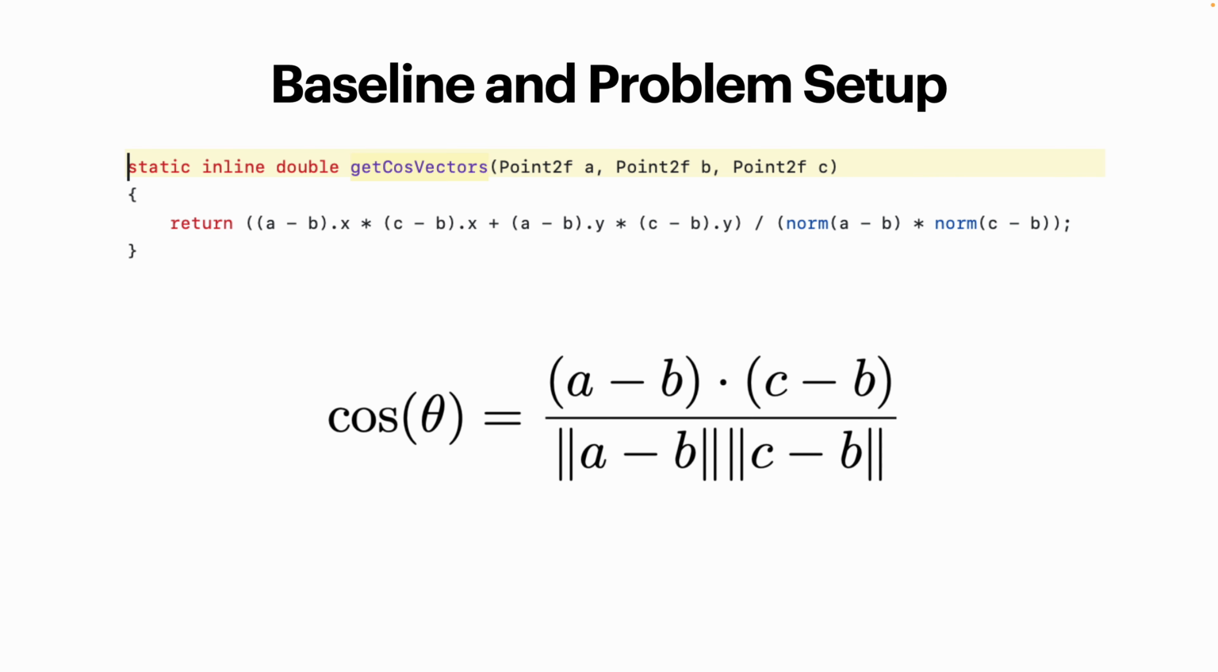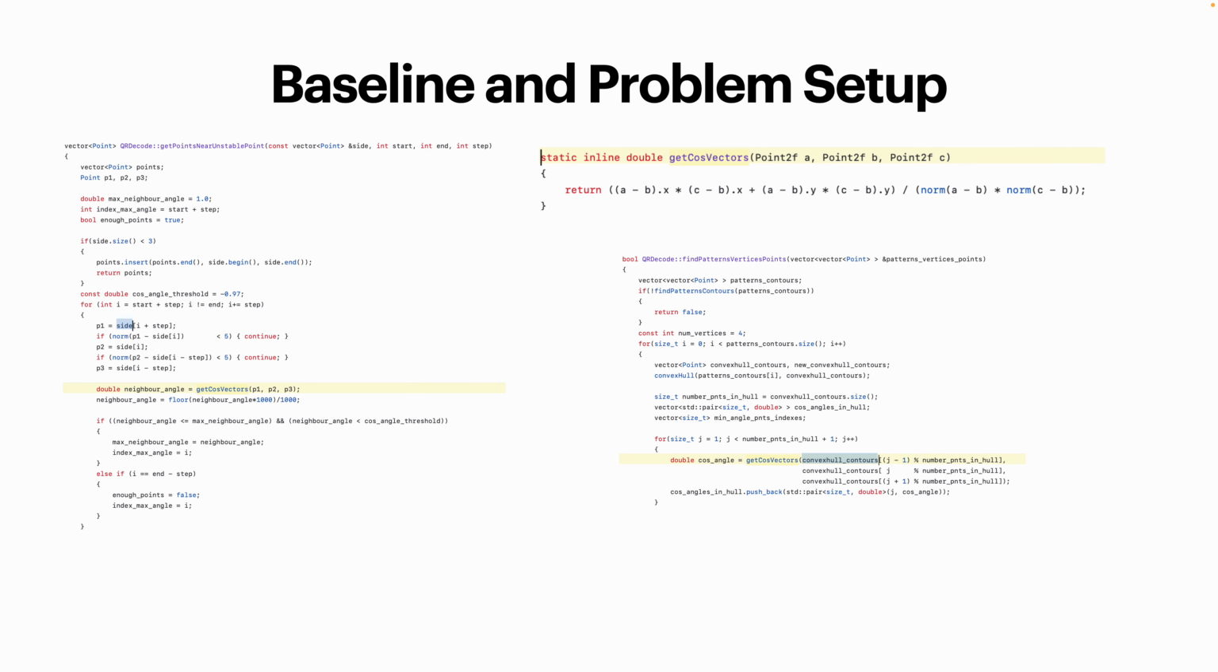Originally, the cosine vector kernel computed the cosine of an angle formed by 3 points A, B, and C in a straightforward scalar manner, shown on the slides above. For each triplet, it performed a series of subtractions, multiplications, and a final division, 1 point at a time using the vector Point2f structure. As we can tell from the function here on the slides, this is a function used by QRCodeDecoder getPointsNearUnstablePoints. It is selecting points from a vector of points and then performing the cosine vector in a scalar manner.